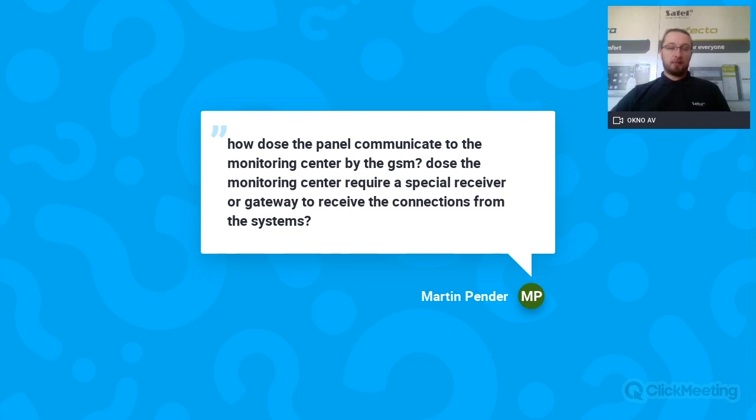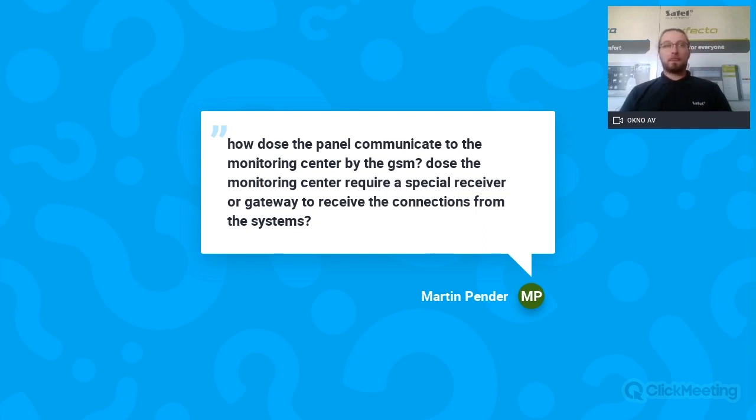Okay, next question. How does the panel communicate to the monitoring center by GSM? Does the monitoring center require a special receiver or gateway to receive the connection from the system? Okay, as with all our modules, we support the most common types of communication. So as the medium of communication, you can use GSM, so the voice, so the DTMFs. You can use SMS or GPRS communication, so the internet connection.